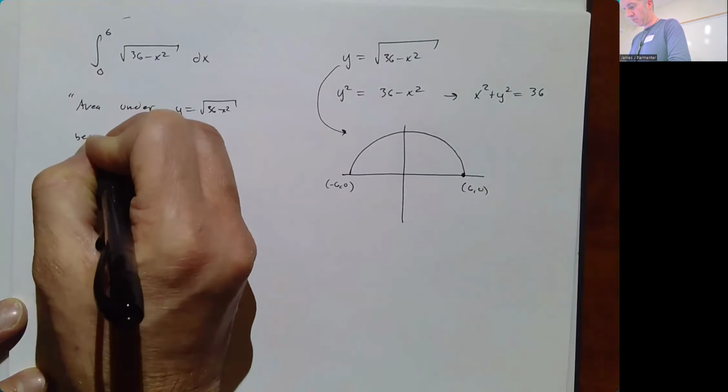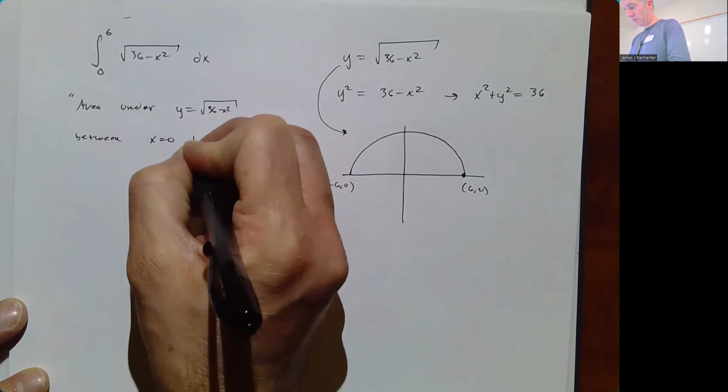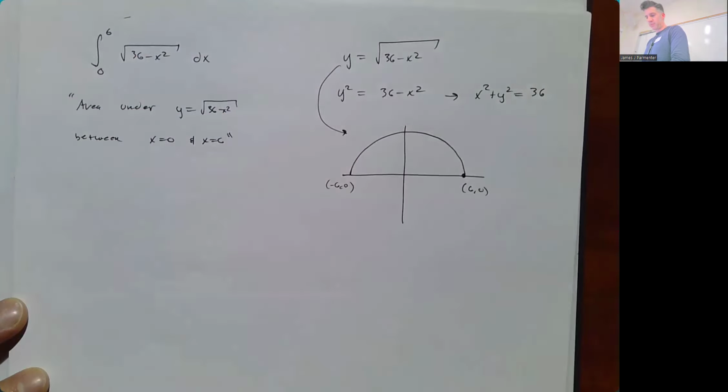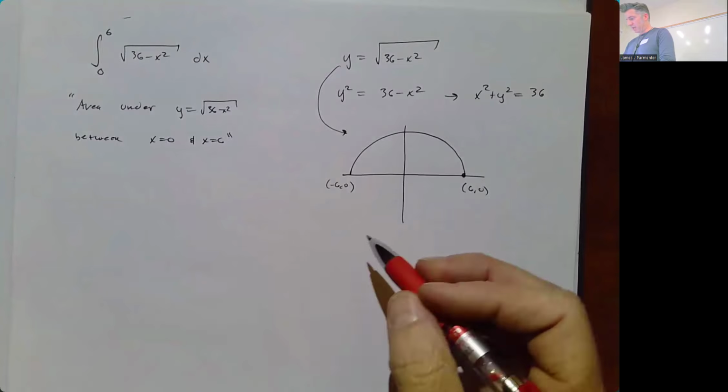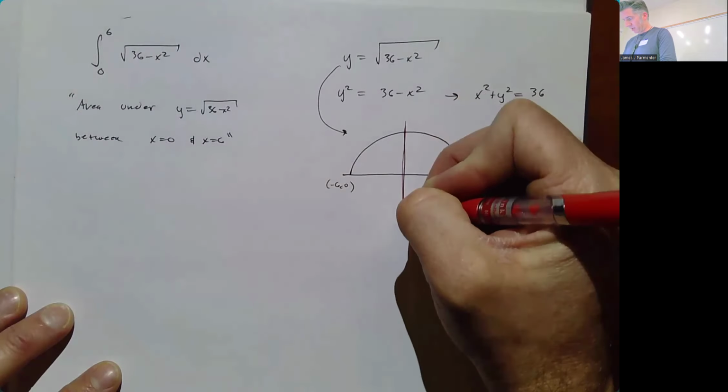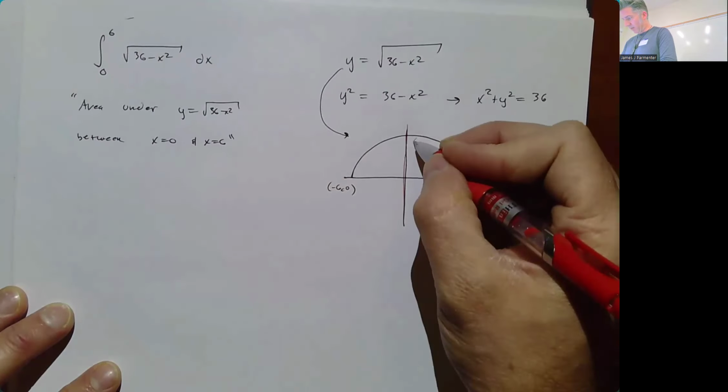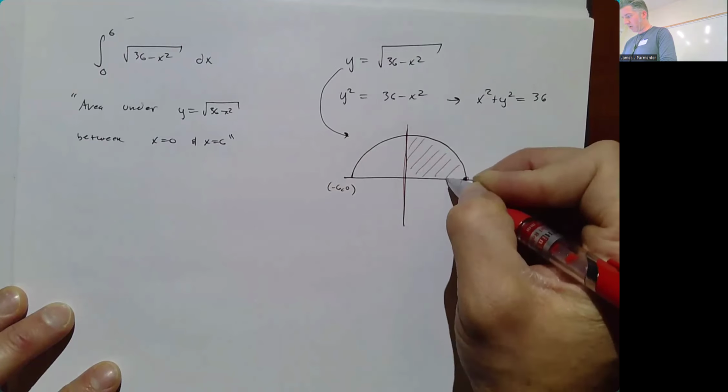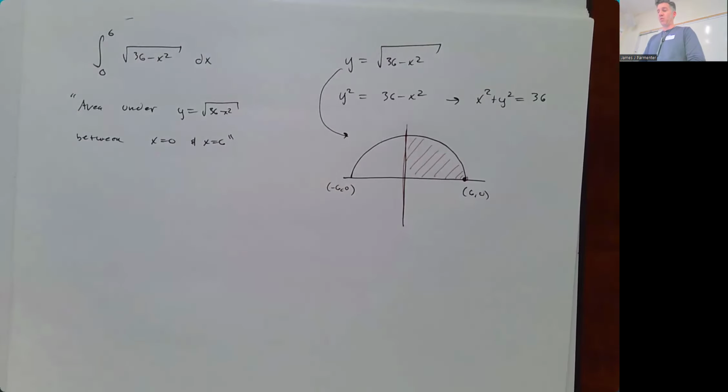between x equals 0 and x equals 6. Great, I can shade that in. X equals 0 is right here. X equals 6 is right there. So I want everything under that curve from as far left as 0 to as far right as 6. But that's just a quarter of a circle.